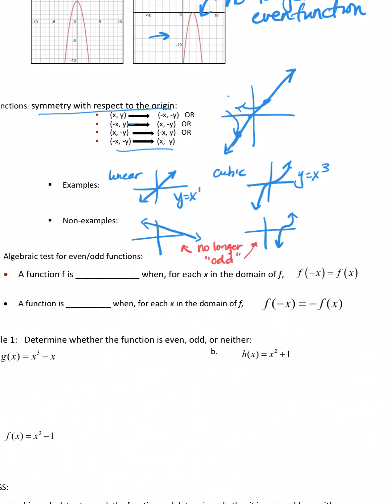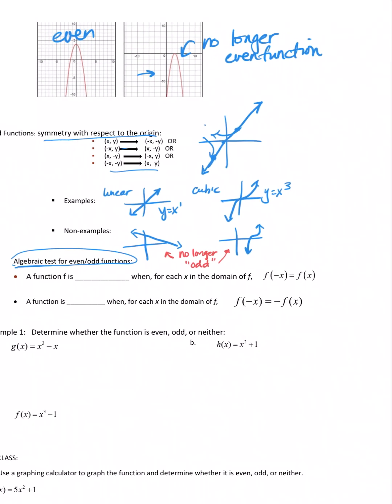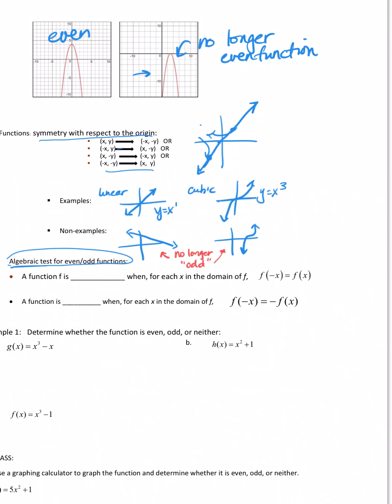Now, an algebraic test. What we just did was graphical. So what if I don't let you have a calculator? You have to figure it out by looking at the function. Well, a function f is even when for each x in the domain of f, if you plug in the negative of it, it comes out the same. It looks a little strange, doesn't it? We're going to plug in a negative x, and it should come out to be the original function. All right? You plug in a negative, it comes out the original.